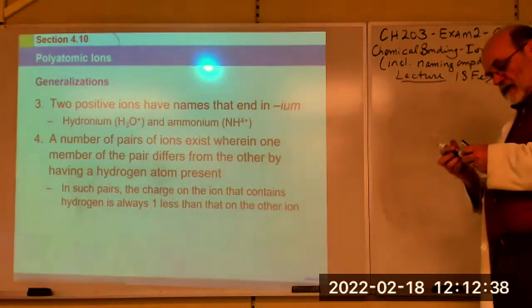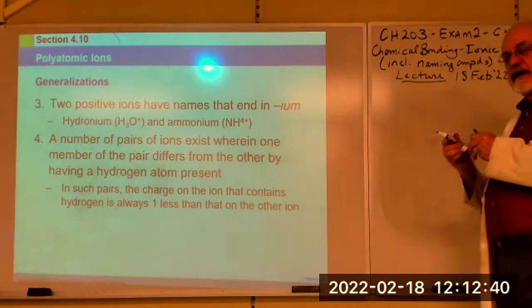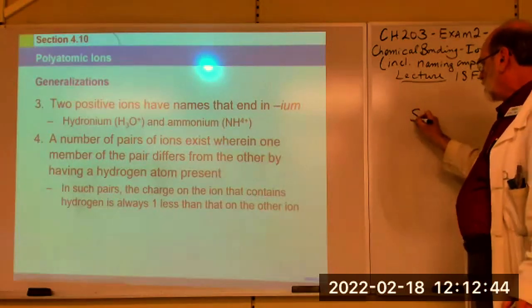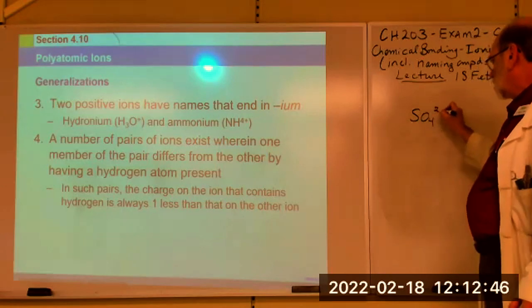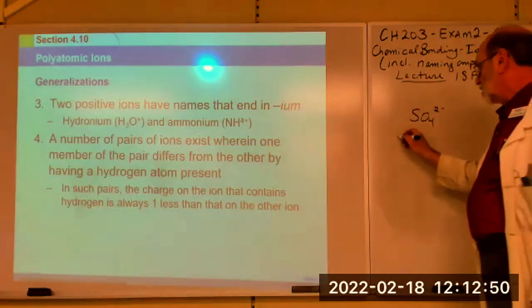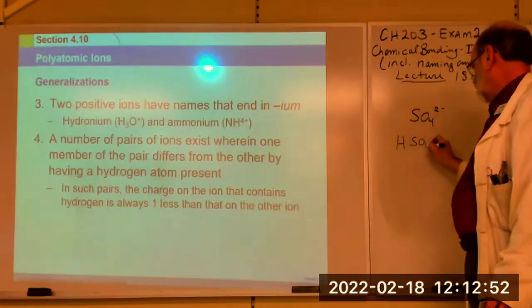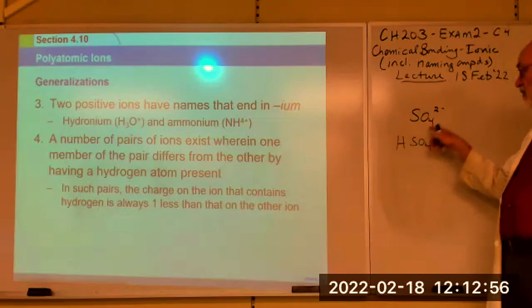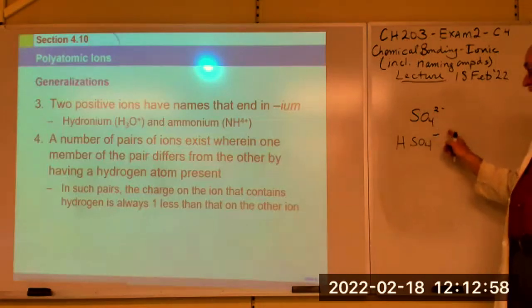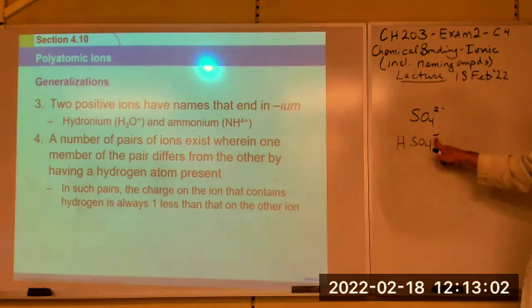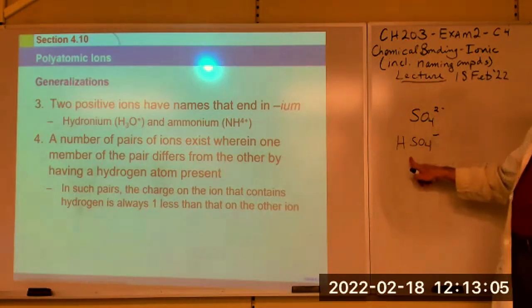Some of them, we talked about families. This is a good example. If you have a sulfate polyatomic, and if you add a hydrogen to it, the hydrogen, which you assume is a positive charge, neutralizes one of those negatives. So now the polyatomic is only a minus one charge. This is a sulfate, this is hydrogen sulfate.